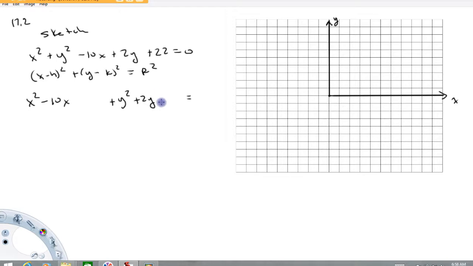And then usually you put the numbers, the constants, over on the right. So this 22, it's on the left. To get it on the right, you'd have to subtract it from both sides.